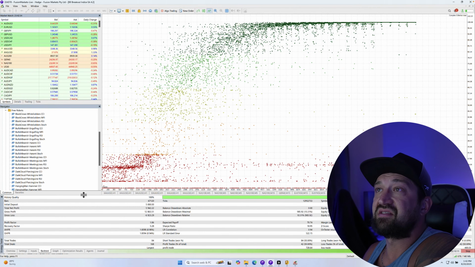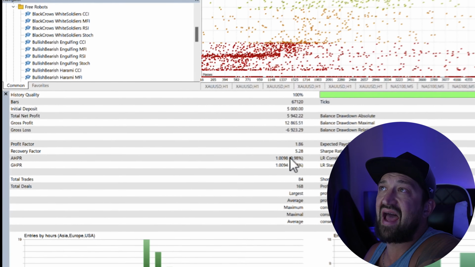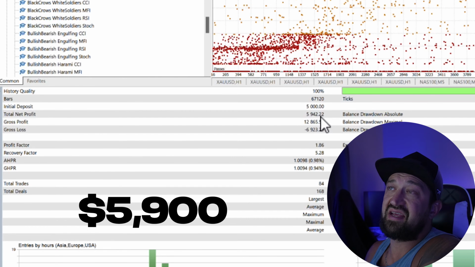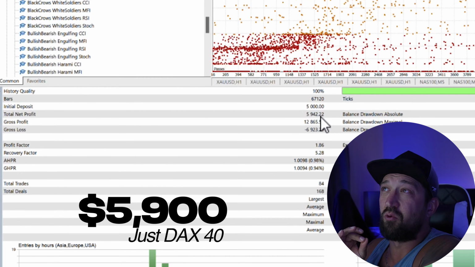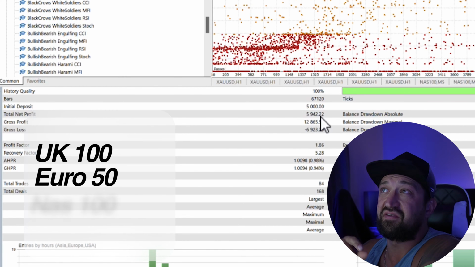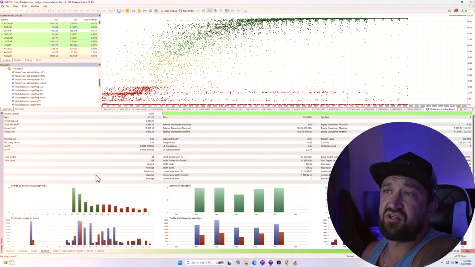So this was the last version, and this is on DAX 40 that I did it. The new version's testing way higher. So this version made $5,900 in a year on just DAX 40. The cool thing is I'm coding this for UK 100, Euro 50, NAS 100, US 30, and S&P 500. And I'm going to show you some of the results.